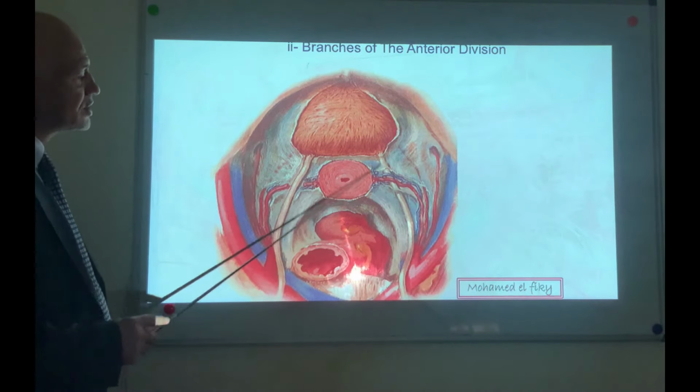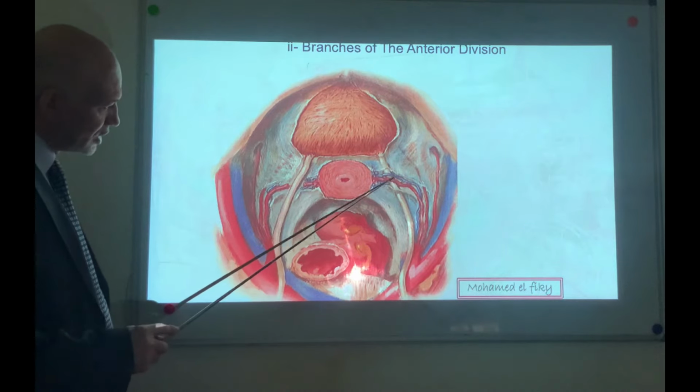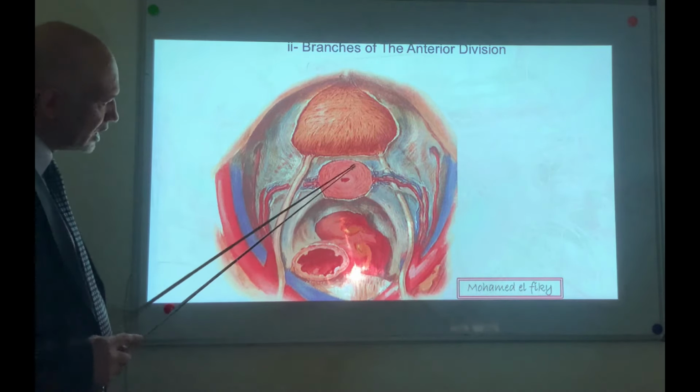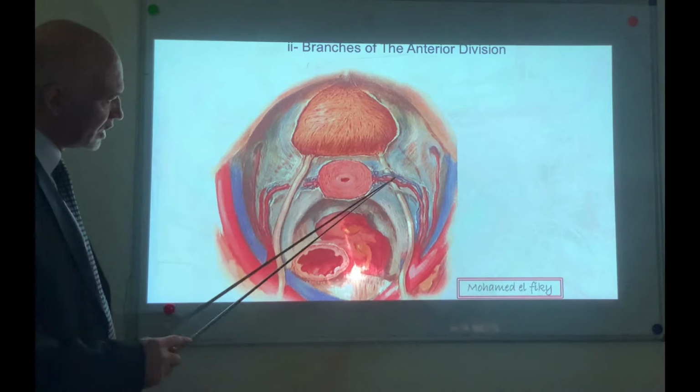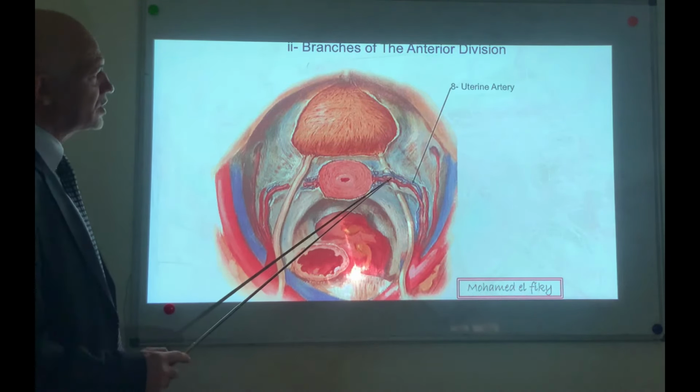Remember this relation between the uterine artery and the ureter. The uterine artery crosses the ureter 1 inch lateral to the cervix and the vagina. This crossing is a very important relation.